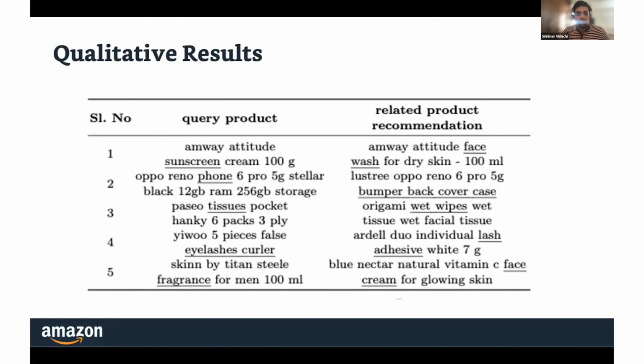So, and some kind of qualitative results. This is a model which we deployed for product recommendation. And if you see, the query product was a cream and we're actually recommending a face wash. And here you have a phone and you're recommending a bumper case. So in this setting, we have actually deployed and used our model in production.